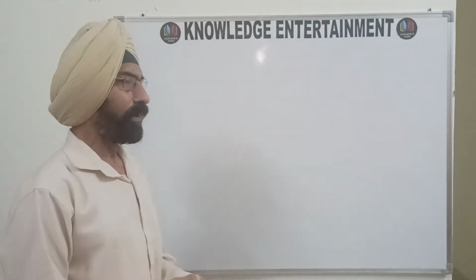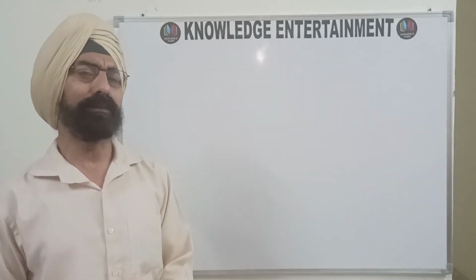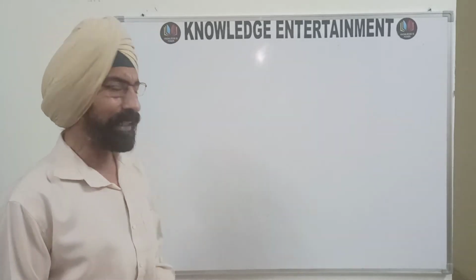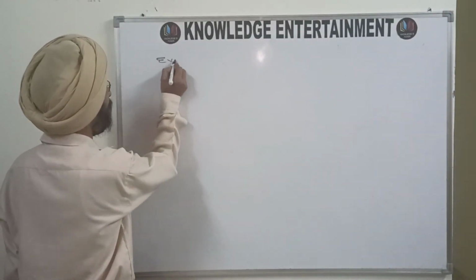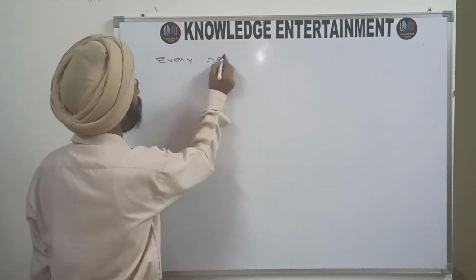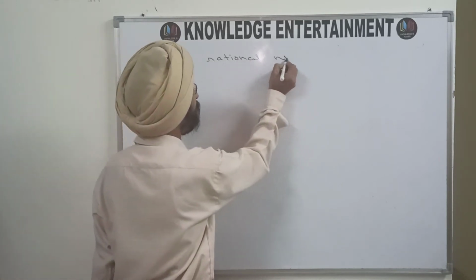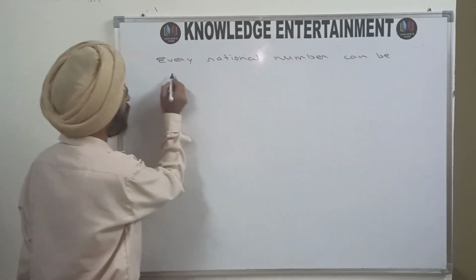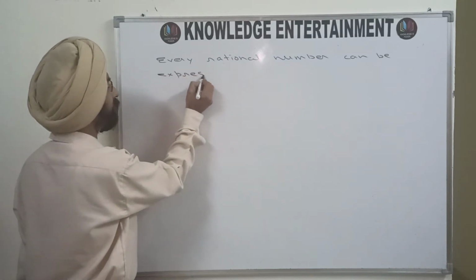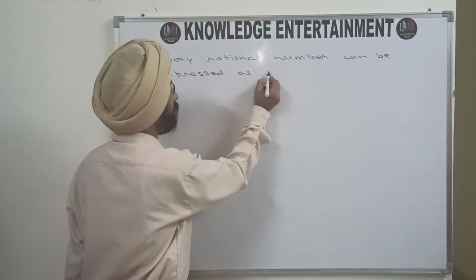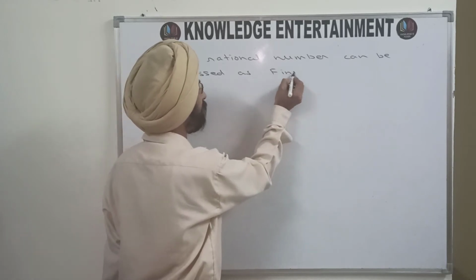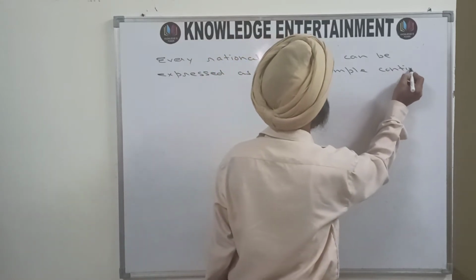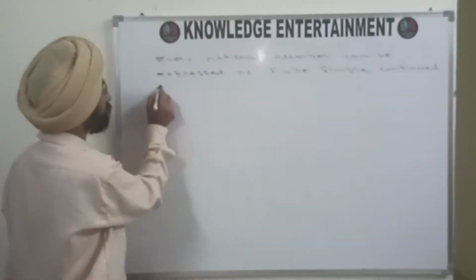There is a theorem which says that every rational number can be expressed as a finite simple continued fraction, and that we are going to take now. Every rational number can be expressed as a finite simple continued fraction.